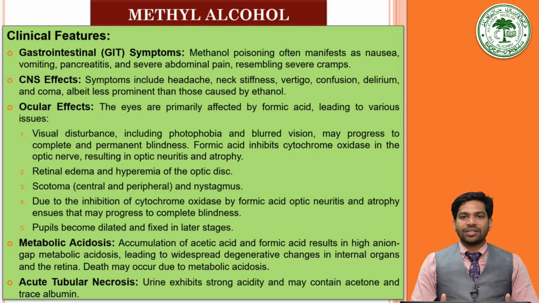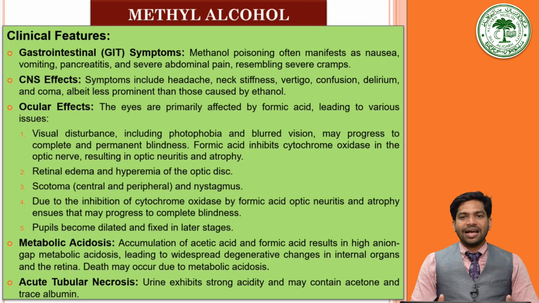Then the various clinical features seen in methanol poisoning. Methyl alcohol induces symptoms resembling drunkenness similar to ethyl alcohol, but the inebriation effect is less pronounced compared to ethanol, while its impact on the central nervous system is more intense and prolonged. Gastrointestinal symptoms often manifest as nausea, vomiting, pancreatitis, and severe abdominal pain resembling severe cramps. Suspect methanol poisoning in individuals experiencing abdominal pain and visual disturbances following alcohol consumption. On the central nervous system, it causes headache, neck stiffness, vertigo, confusion, delirium, and coma, although they are less prominent than those caused by ethanol.